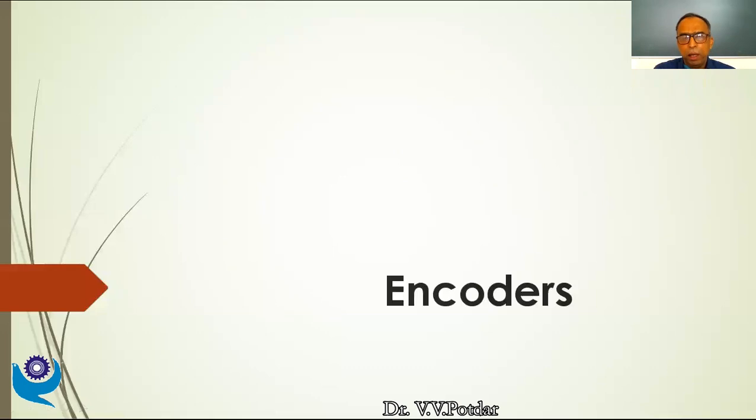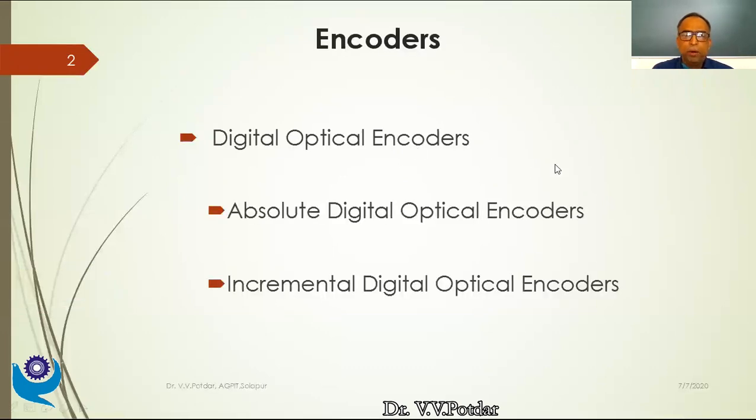Now, if I go to the details of encoders, we'll be studying digital optical encoders today. Two types of encoders we come across when we make use of encoders in mechatronic applications. These are absolute digital optical encoders, and the second one is incremental digital optical encoders.